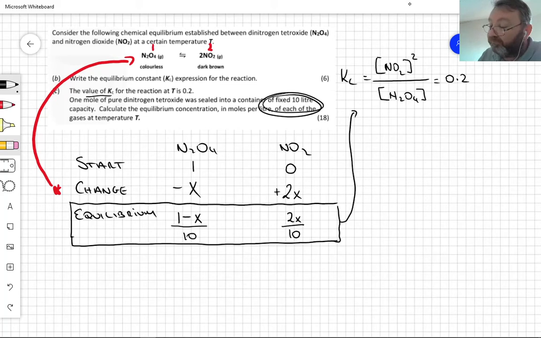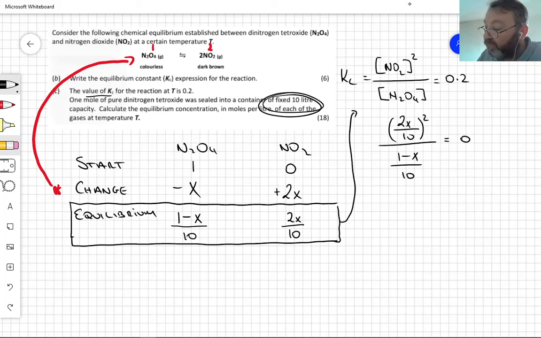And here's what we get. We get the concentration of nitrogen dioxide squared. So that becomes 2x over 10 to be squared over 1 minus x over 10, and that's equal to 0.2. Now we've got to algebraically simplify this. Notice that we've got one fraction divided by another.